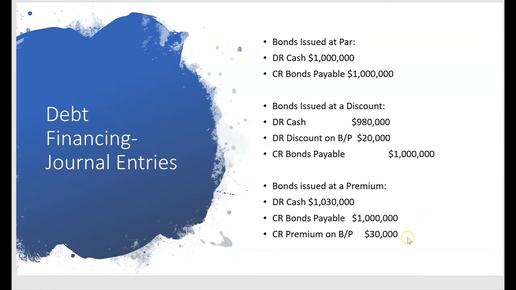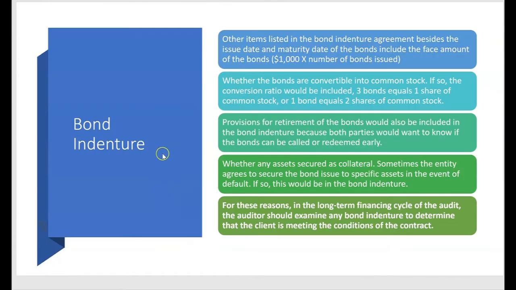The bonds payable account is a long-term liability. The discount on bonds payable is a contra liability. The premium on bonds payable is not a contra liability but an adjunct account because it has the same balance as bonds payable, whereas the discount is a contra account because it has the opposite balance of bonds payable. So now back to the bond indenture.